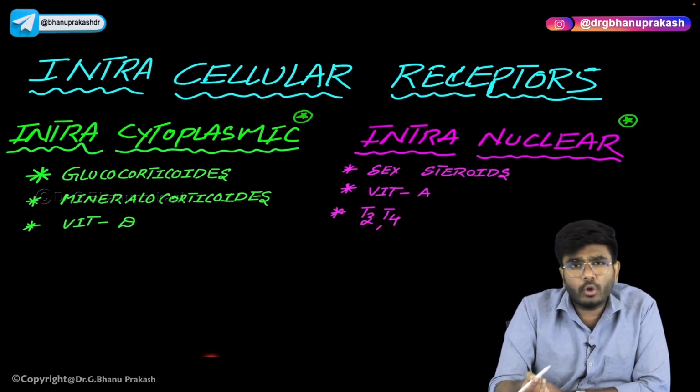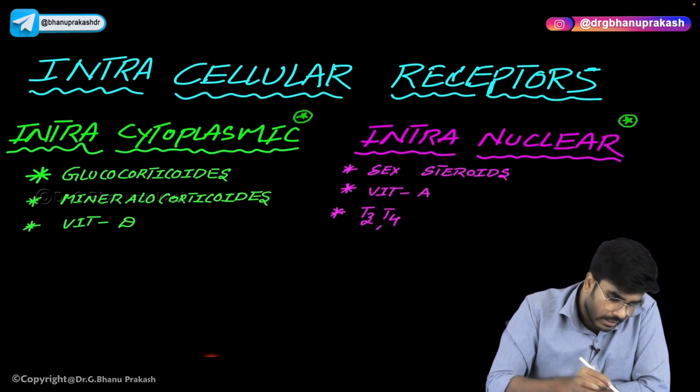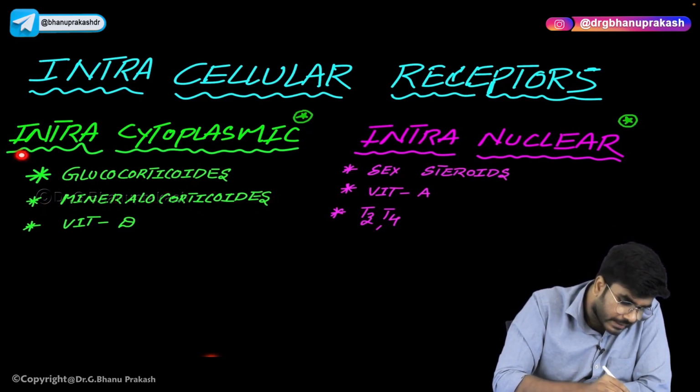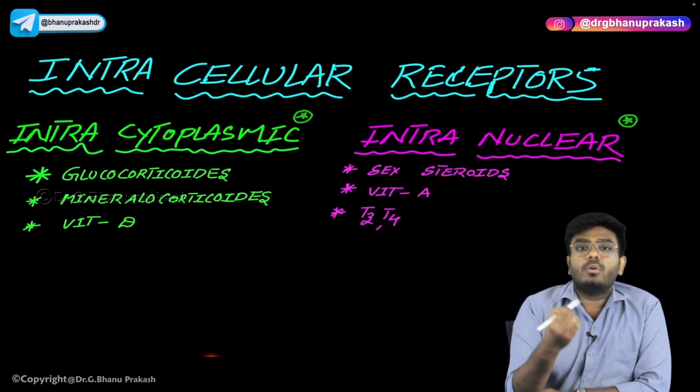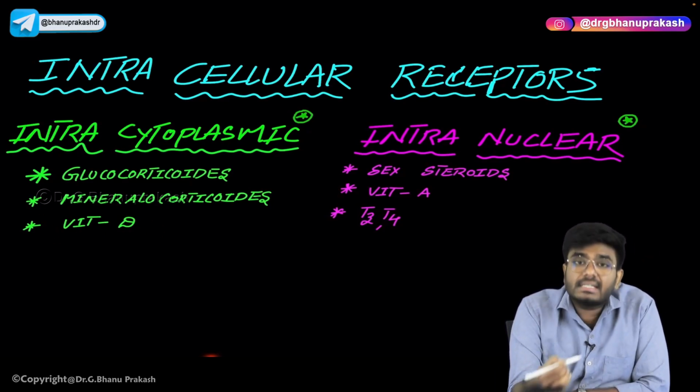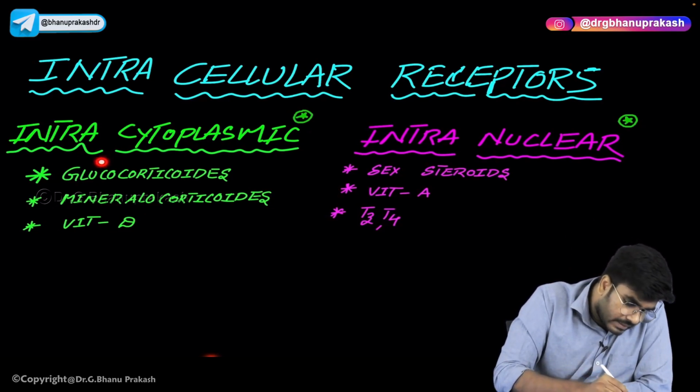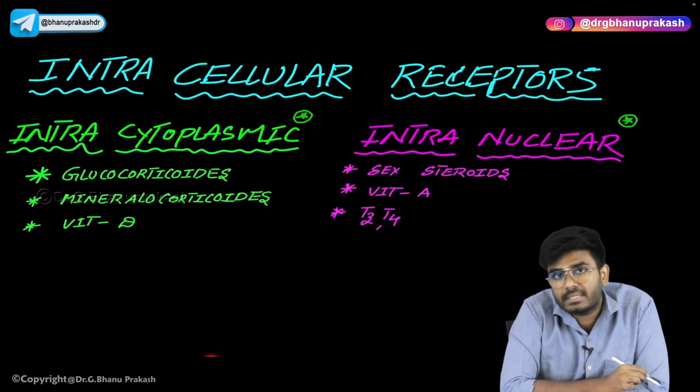Mineralocorticoid. What is the example of mineralocorticoid? Aldosterone, which we were just discussing, right? So the aldosterone receptor is also present in the cytoplasm. And even vitamin D. So glucocorticoids, mineralocorticoids and vitamin D are having intracytoplasmic receptors.